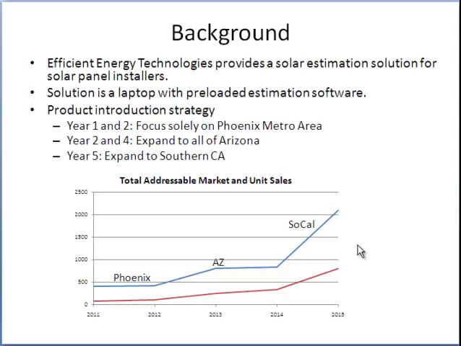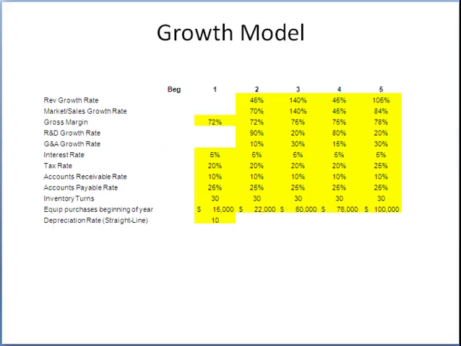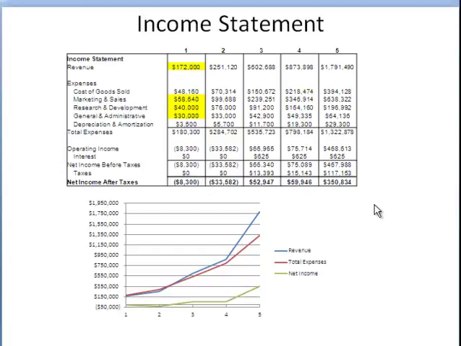As we do that, and you can see it down here in this graph, our market will grow from just the Phoenix metro area to all of Arizona to Southern California. As we penetrate these different markets, we'll be learning more and constantly working on the development of our product. This is a theme that you're going to see throughout our entire financial model: these inflection points as we enter the new markets.